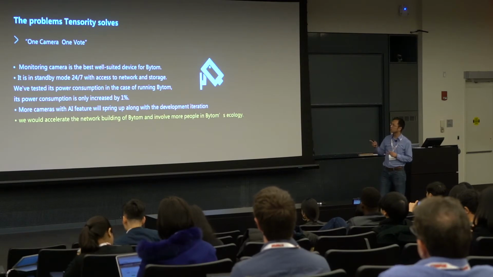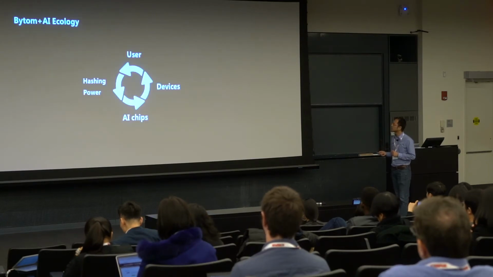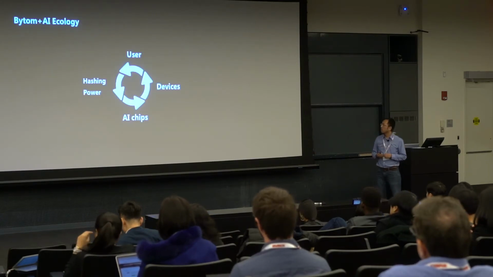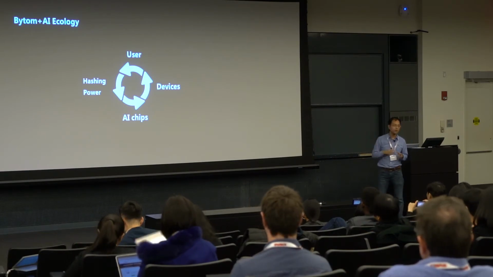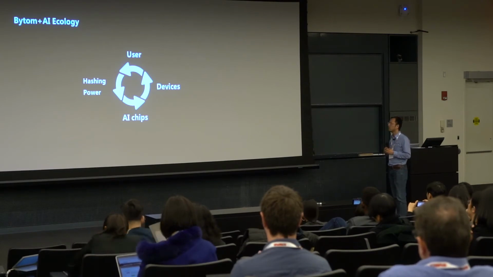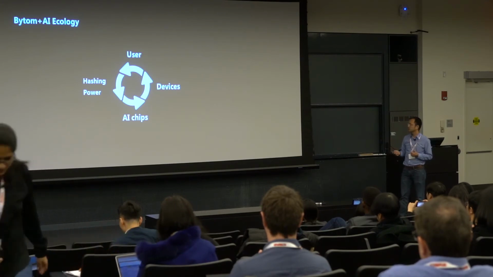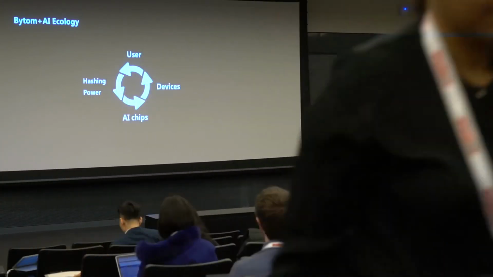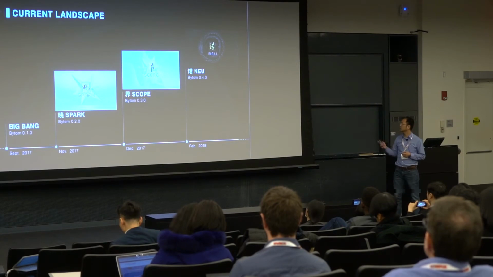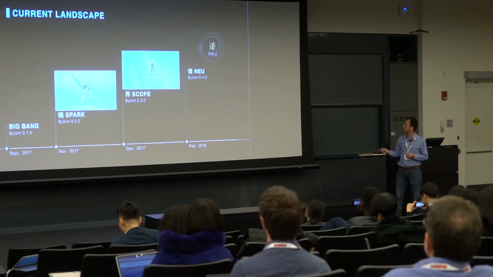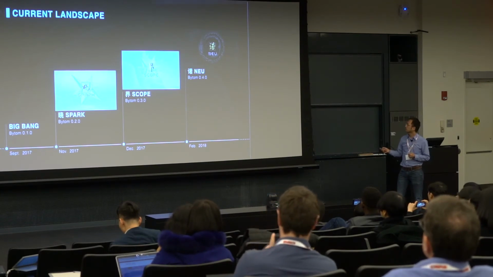In this cycle, more cameras with AI features will spring up along with developer iterations. So this will be a good cycle. More devices, more users. More users, more hashing power. More hashing power will stabilize and make the whole blockchain robust, and also accelerate the AI chips and AI industries. So we can use these designs to flourish two industries. This is our release. You can check our code on GitHub because we are a public blockchain project.